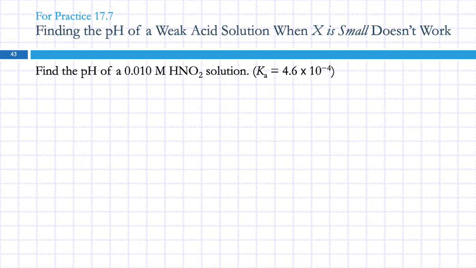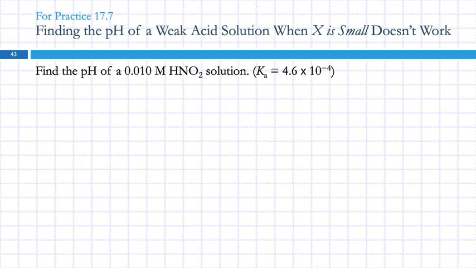Finding the pH of a weak acid solution when X is small doesn't work. So, guess what? This one we can't use X is small. So here we've got 0.010 molar. So now this starting concentration is smaller. The previous example was 0.25, and now it's 0.01. So this is a smaller concentration, and Ka is still smallish, right?